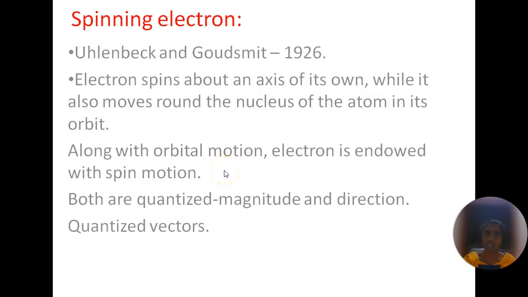The second one is the spinning electron hypothesis. This was first found by Uhlenbeck and Goudsmit in 1926. They explained that the electrons revolving around the nucleus have a spin about their own axis, while also moving around the nucleus. When moving around the nucleus, the electron first spins about itself and then rotates around the nucleus. So along with the orbital motion, the electron has a spin motion. Here also, both magnitude and direction are quantized, which was explained as quantized vectors.